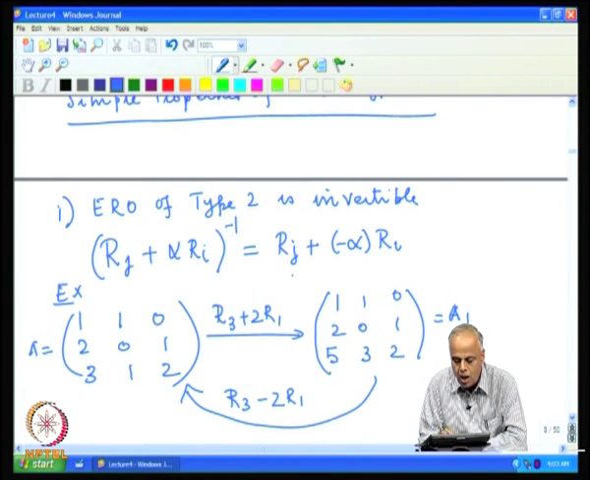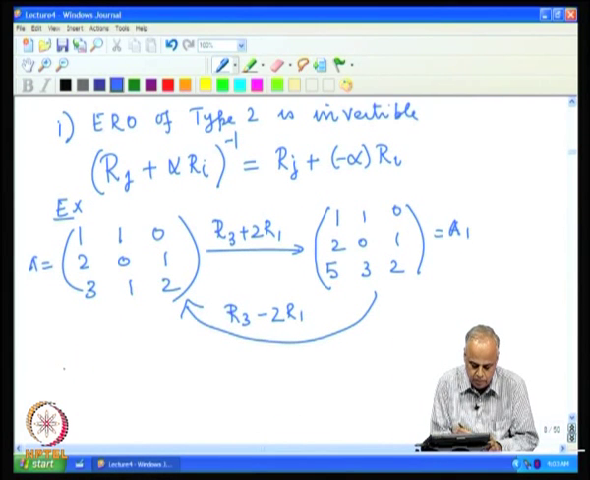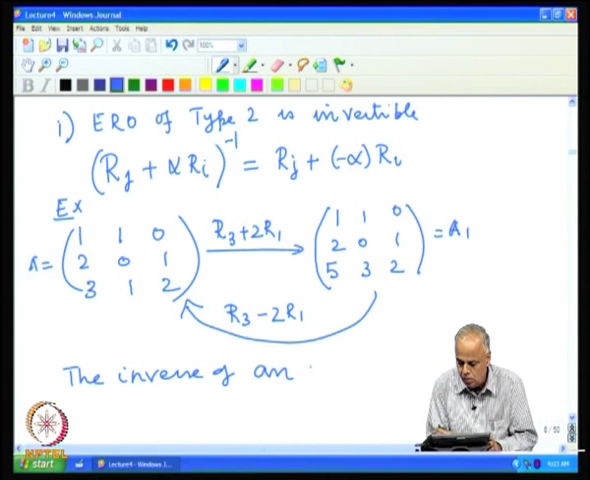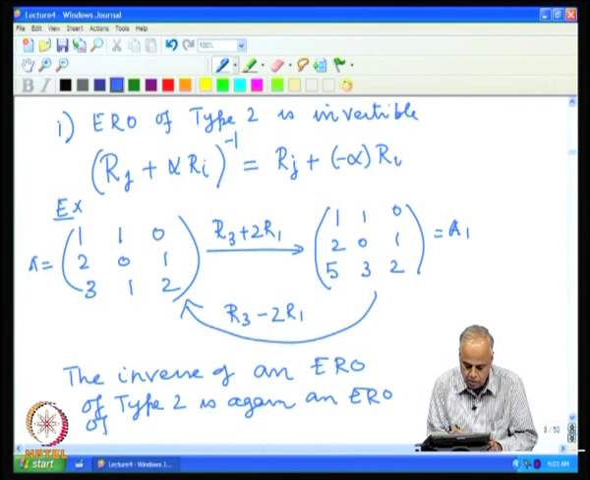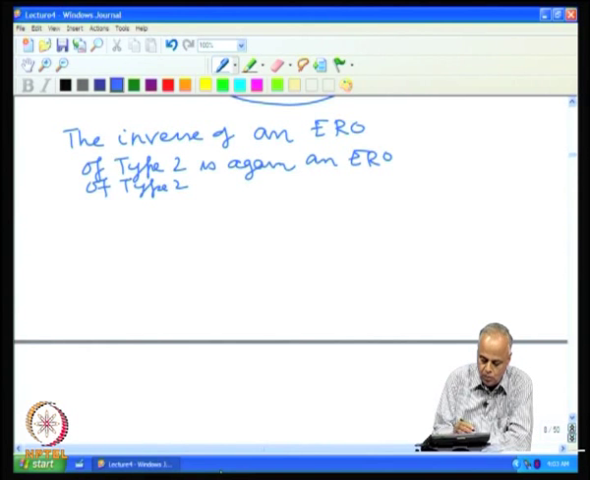Notice that the inverse, Rj plus minus alpha times Ri, is also an elementary operation of type 2, because again we are adding a multiple of some row to another row. So, the inverse of an ERO of type 2 is again an ERO of type 2. That is the first fundamental property of EROs of type 2.